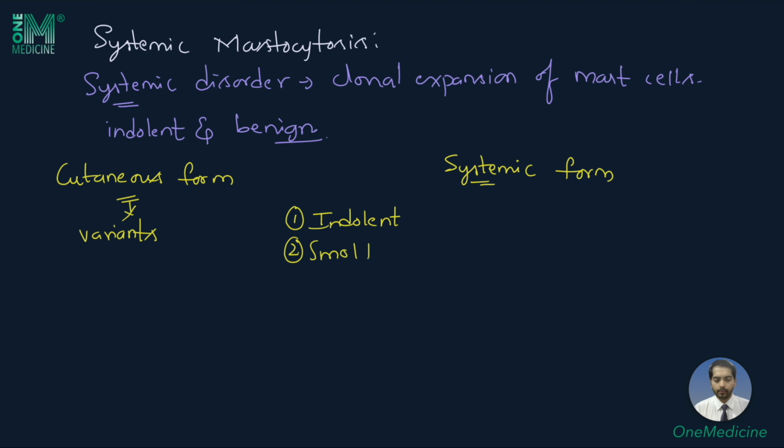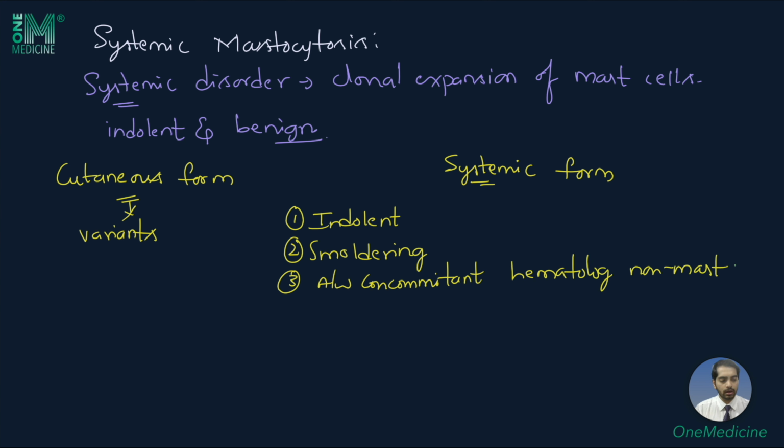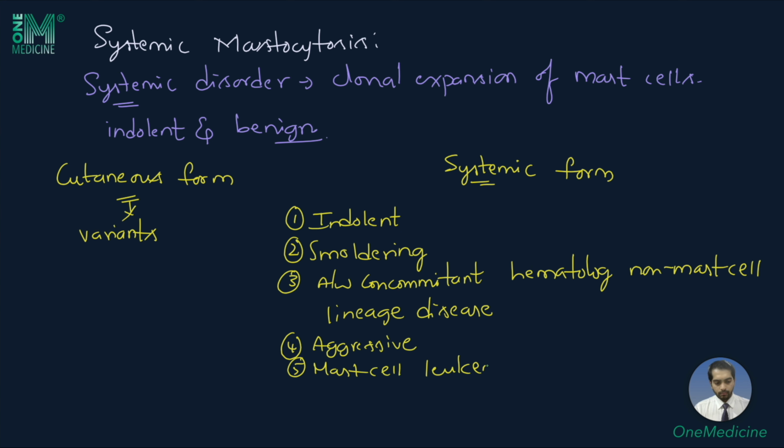smoldering, associated with concomitant hematological, non-mast cell lineage disease, aggressive systemic form, and mast cell leukemia, and a rare entity called mast cell sarcoma.